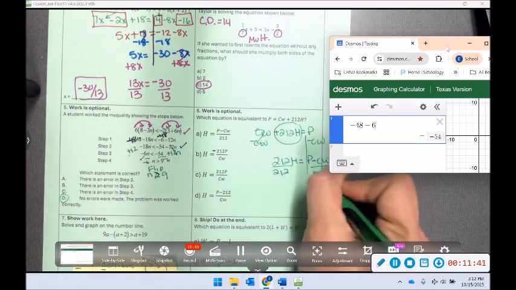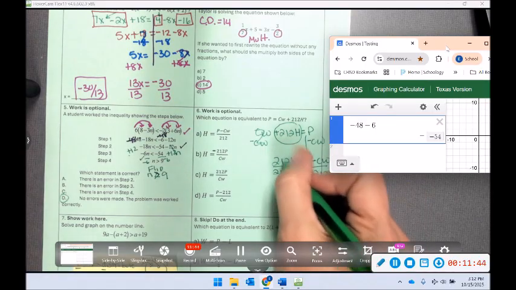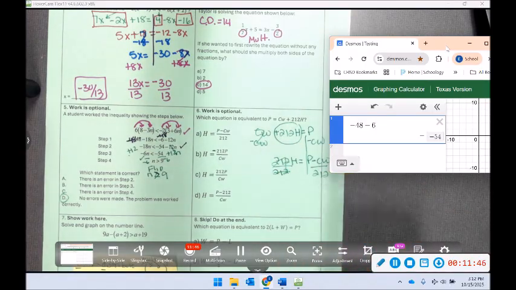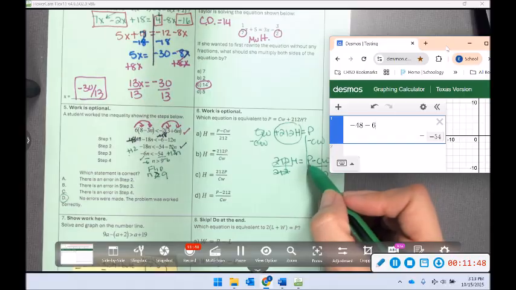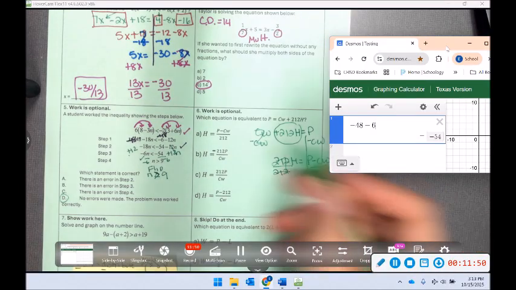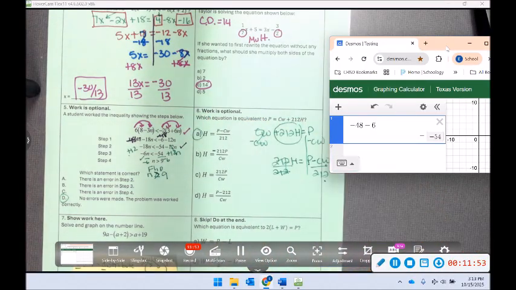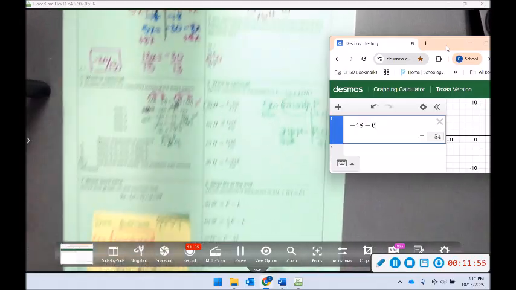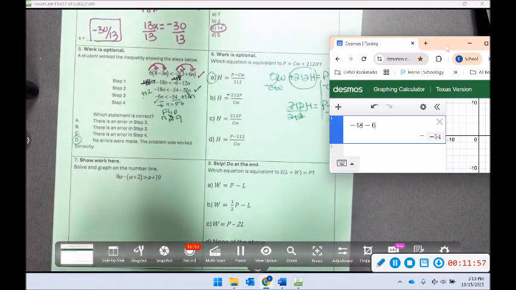Now I'm going to divide everything by 212. So 212 divided by 212 is 1. So I have 1h is equal to p minus CW over 212. That matches letter A.